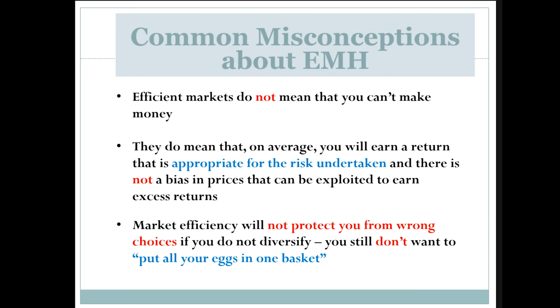Now, the takeaway from all this is that efficient markets don't mean that you can't make money. Right? They don't mean that you can't earn a return. They do mean that you will earn the return that's appropriate for the level of risk that you take. So you're going to earn the average return, same as everybody else, for the level of risk that you take. There isn't some exploitation available to you. You can't see these abnormal returns, these inefficiencies, and capture them with consistency.